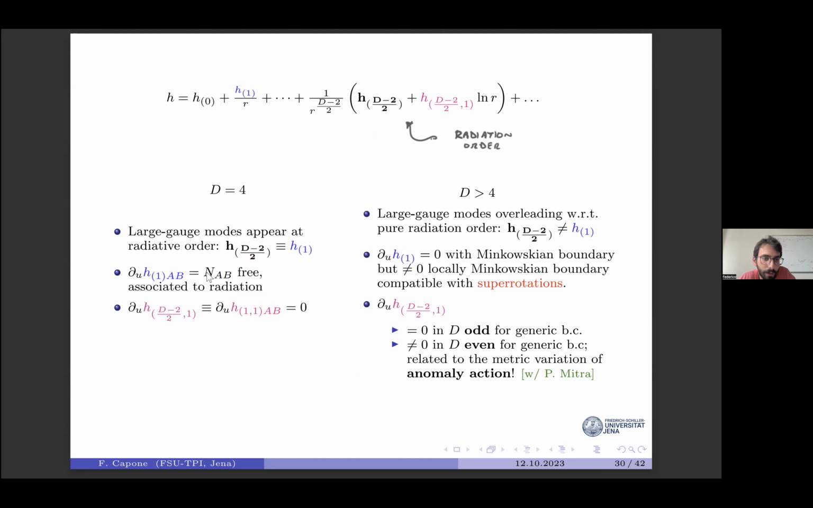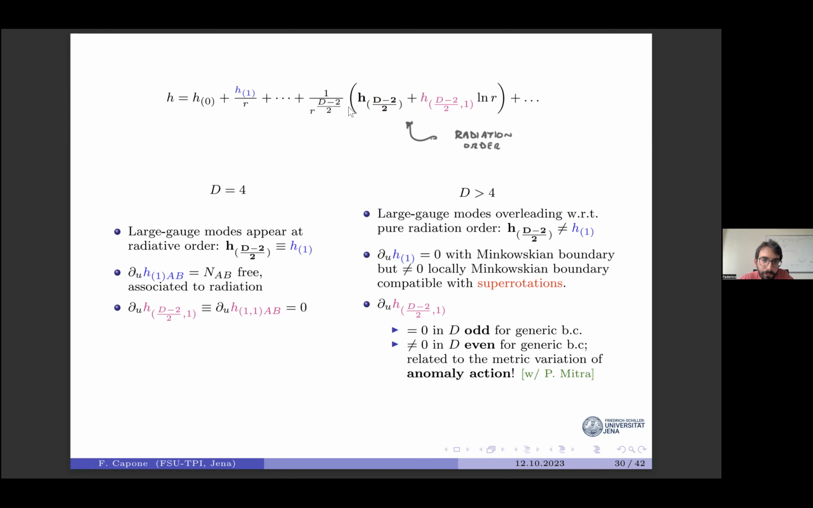And in fact, the order 1 is a free function. It's not constrained by Einstein equations. And okay, I mean, just these logarithmic terms have a trivial time evolution. In higher dimensions, as I already said, the large gauge modes are overleading with respect to the radiation order. And actually, they contribute to a modification of what we mean by radiation in higher dimensions, because you need to define this concept in a gauge invariant way, which would mean casting together this h, d minus 2 over 2, with the overleading terms in order to have a gauge invariant notion.